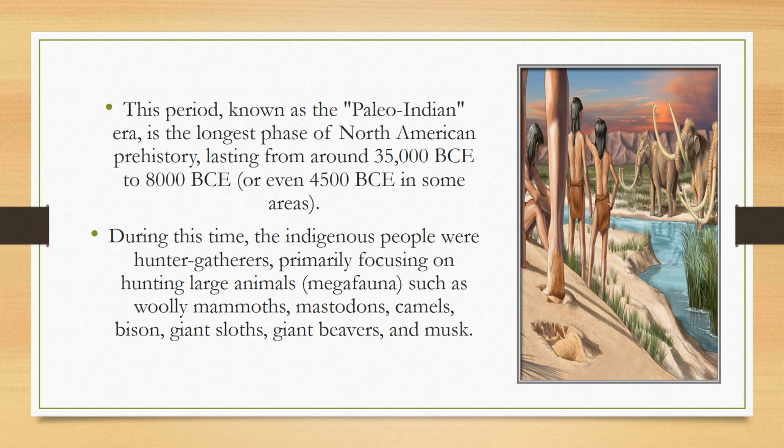This period, known as the Paleo-Indian era, is the longest phase of North American prehistory, lasting from around 35,000 BCE to 8,000 BCE, or even 45,000 BCE in some areas. During this time, the indigenous people were hunter-gatherers, primarily focusing on hunting large animals, megafauna, such as woolly mammoths, mastodons, camels, bison, giant sloths, giant beavers, and musk.